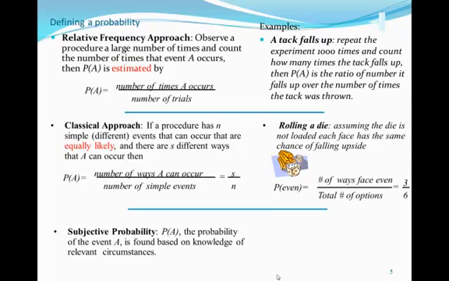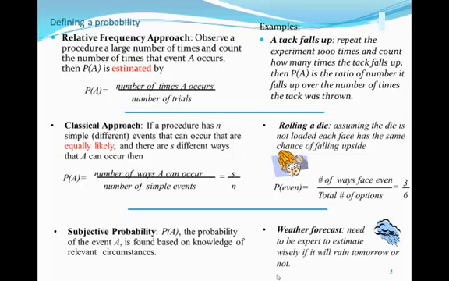And also, another way of defining a probability is called subjective probability. So probability of event A occurring is found based on the knowledge of relevant circumstances. So, for example, like weather forecast. So basically, you need to be an expert to estimate wisely if it will rain tomorrow or not.